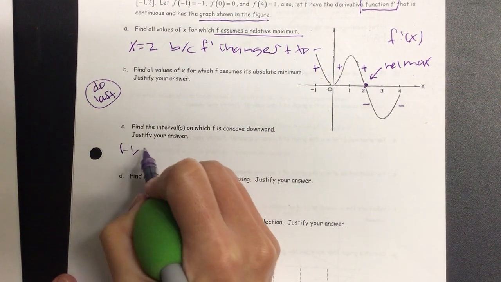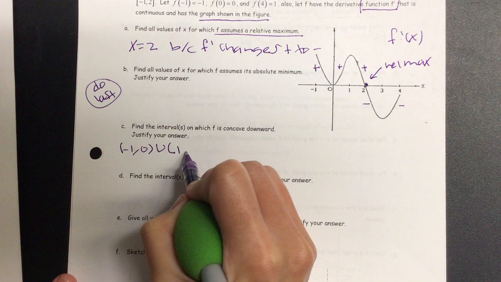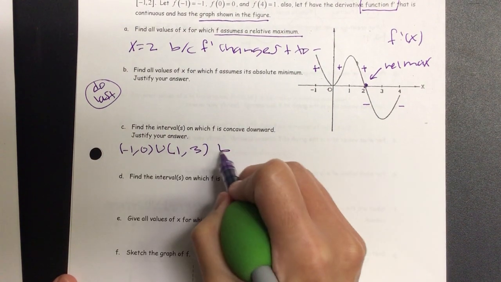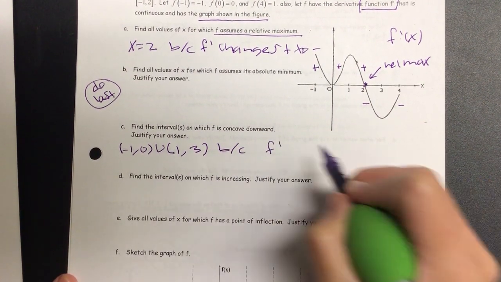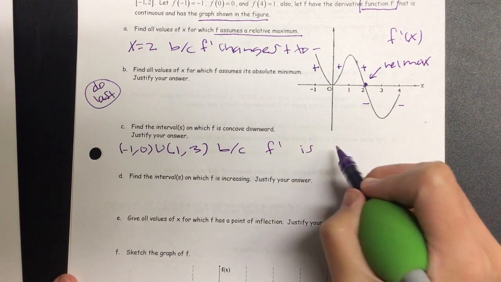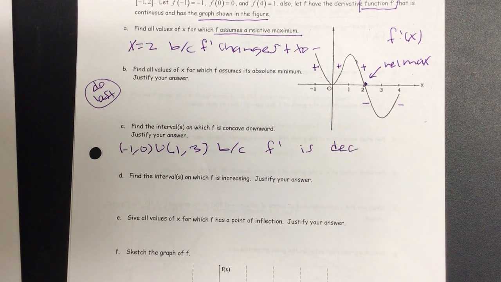So we have -1 to 0, union 1 to 3, and that is because f prime is doing what? It is decreasing. Describe the behavior of the graph. You can't say negative. It is physically decreasing from left to right.